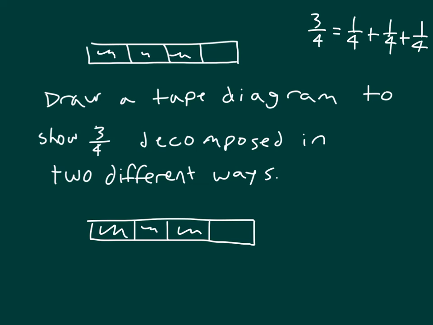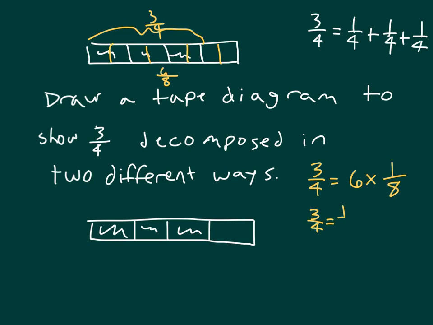What if we divided each of these into 2 parts? Then, for our 3 fourths that we were looking at, we're now talking about what? Eighths. And how many eighths are there? There are 6 of them. 1, 2, 3, 4, 5, 6. So that 3 fourths does equal 6 times 1/8. And I could have written that also as 3 fourths equals 1/8 plus 1/8 plus 1/8 plus 1/8 plus 1/8 plus 1/8.